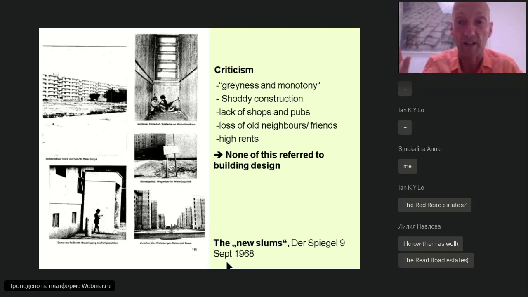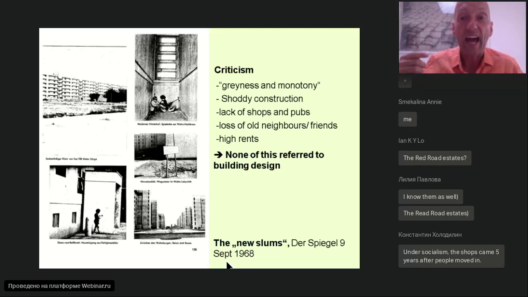And there was the question of breaking up old social structures, because people were resettled from the working class neighborhoods in the inner city. And of course, if you resettle anyone, it always breaks up social structures. So again, it is something clear. And the last one was the high rents. And we are talking about highly subsidized rents that by any capitalist standards were at the lower end, but they were obviously still much higher than what you would pay for an overcrowded tenement apartment with a coal stove in the inner city neighborhoods such as Kreuzberg at the time. My point is, none of this referred really to the building design.